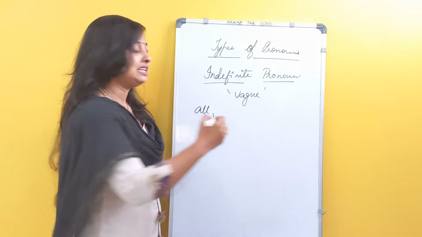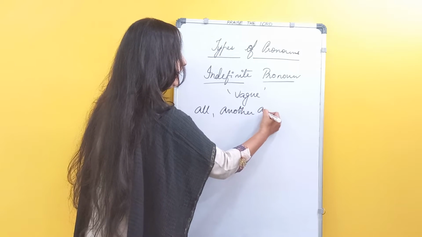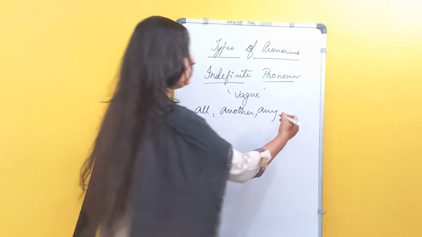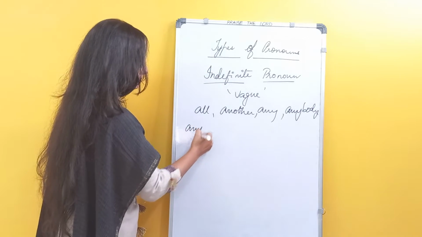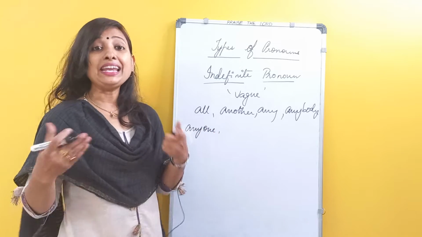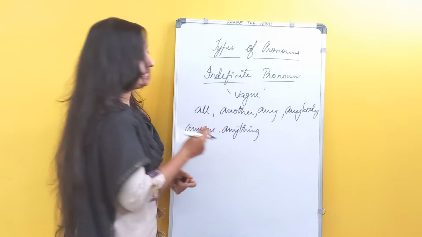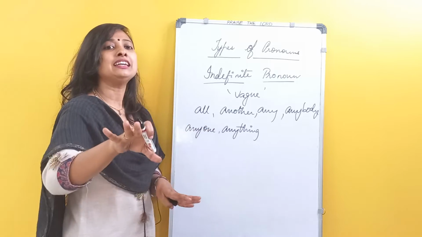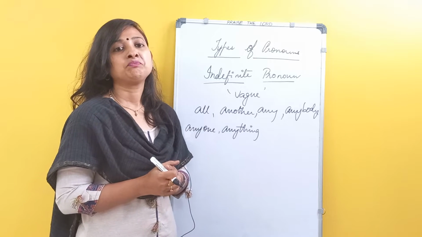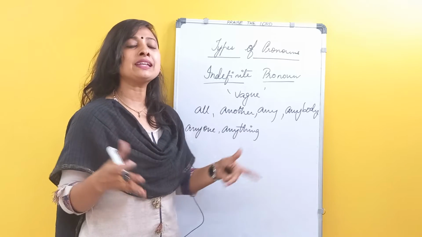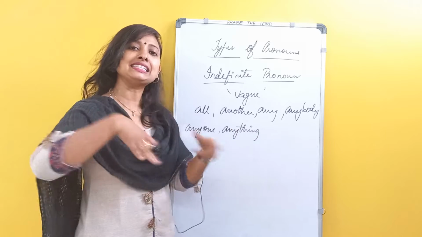all. I'll just list out all the words. All, another, any. When any came, you can say anybody, anyone, anybody, anyone, anything. If you just see these words, all, it is not referring to one particular subject. It is referring to all. So all can be anything. Similarly, another can be anything. Other than this, it can be anything.